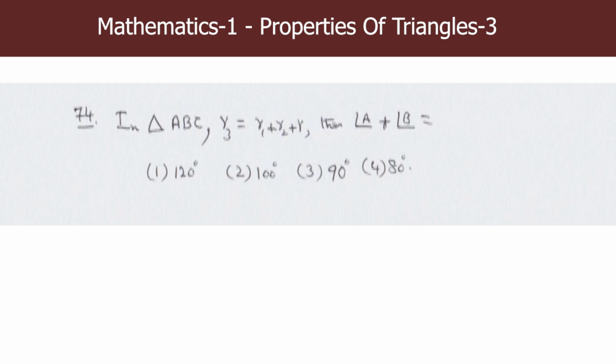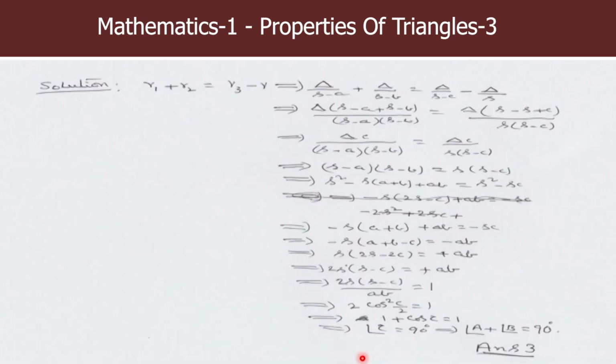74. In triangle ABC, r3 is equal to r1 plus r2 plus r, then angle A plus angle B is equal to: 1) 120 degrees, 2) 100 degrees, 3) 90 degrees, 4) 80 degrees. Now you know that by hypothesis, r1 plus r2 is equal to r3 minus r. So if you use delta/(s minus a) and so on, delta/(s minus a) plus delta/(s minus b) is equal to delta/(s minus c) minus delta/s.